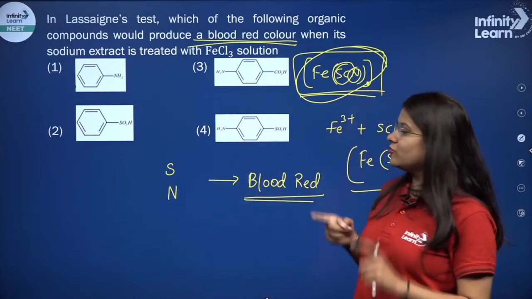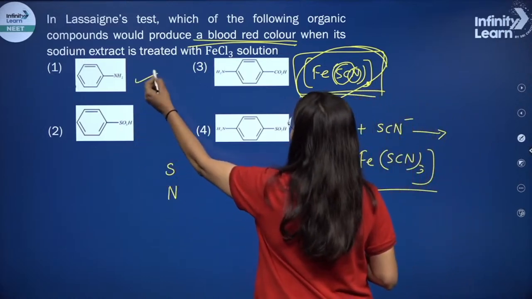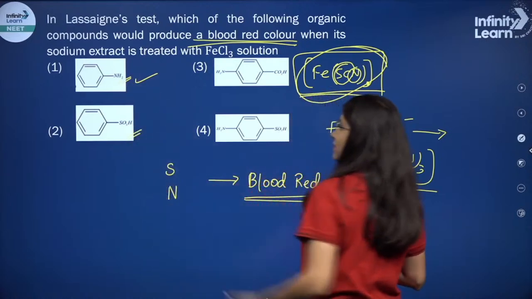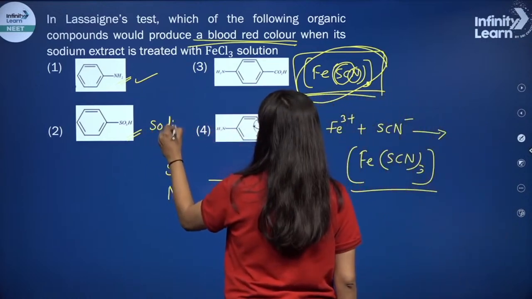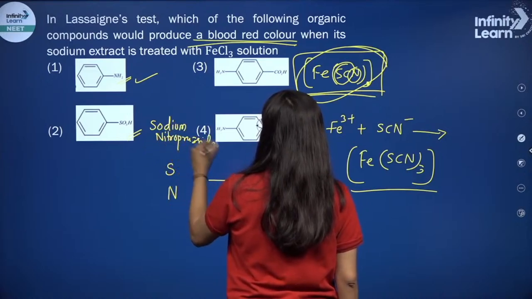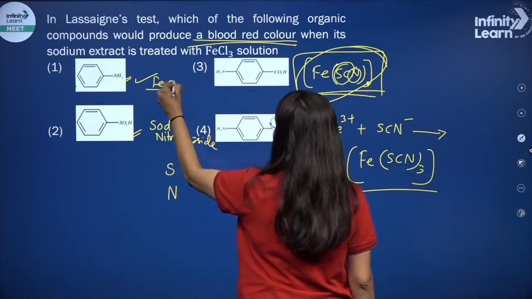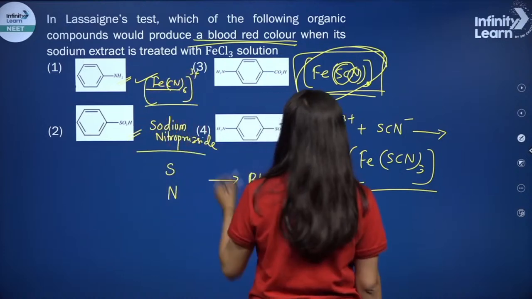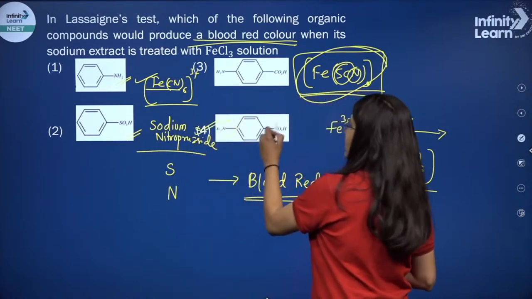Now, we need to search for a reactant which contains both nitrogen as well as sulfur. It contains only nitrogen. So here, what will be the test? Sodium nitroprusside test. Only sulfur, the other test. Yeah, here sodium nitroprusside test. And here we have this, Fe(CN)6 complex will form, something like that. So they will not react. What will be our answer? Our answer will be this compound because it contains nitrogen as well as sulfur.